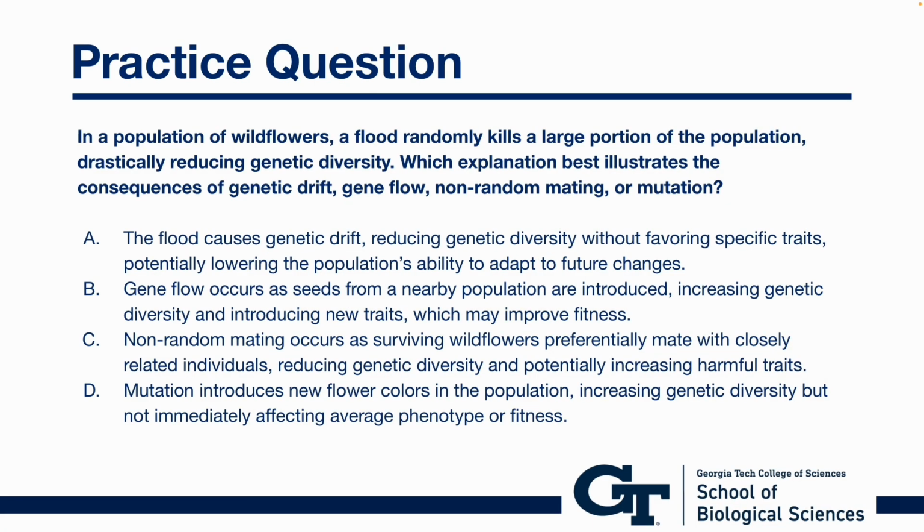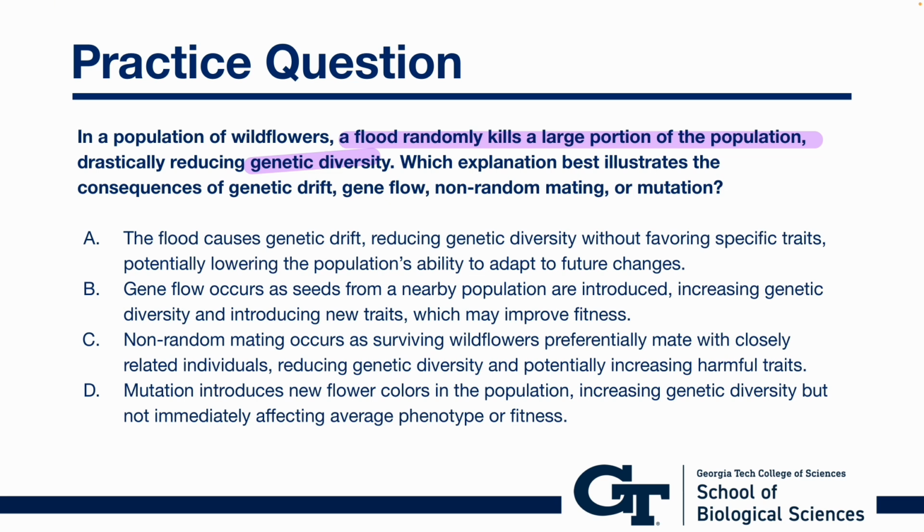Okay, so now we're given this scenario where we have a population of wildflowers, and what happens? Oh no, a flood randomly kills a large number of them, and so it's going to reduce genetic diversity. And what explains this basically out of our different types of evolution? So what does the flood cause? Does the flood cause genetic drift? Does this happen by gene flow, non-random mating, or mutation? Okay, so immediately, let's go ahead and try and rule some of them out.